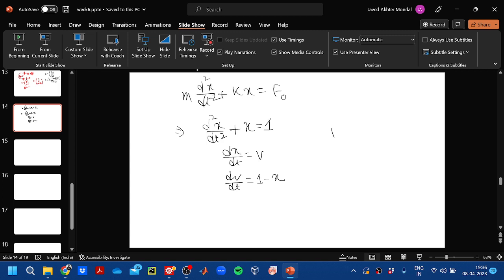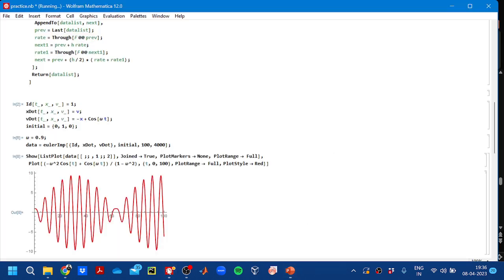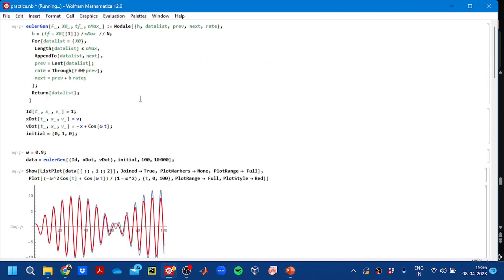So what will be our f? So f will be (v, 1 minus x), and capital X will be (t, x, v). So let us check how the solution looks for this function. So we just have to replace this with 1 minus x.